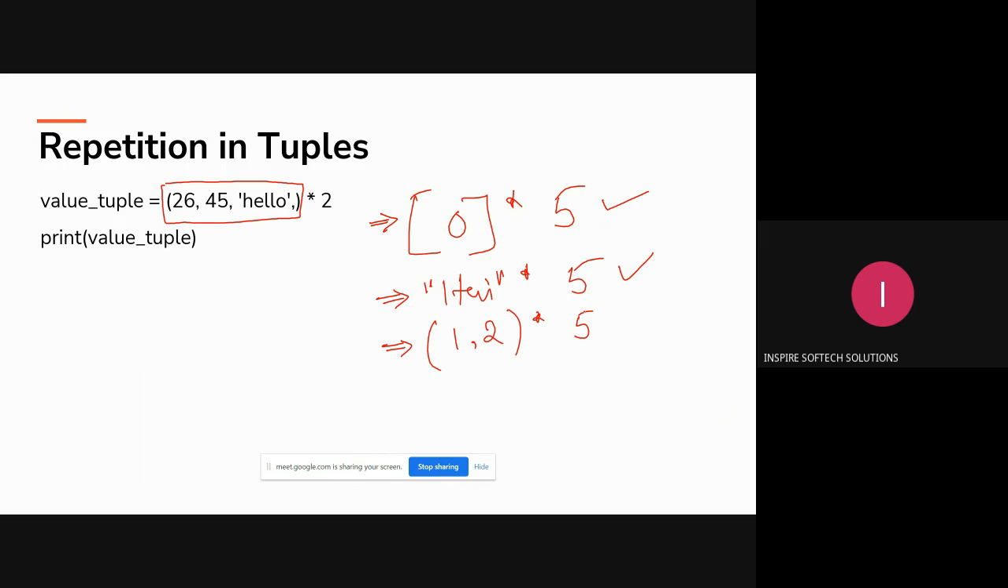Same thing. Now I have to print 26, 45, hello into 2 times. So 2 times your output will be there. So 26, 45, hello, and again 26, 45, hello will be the output. Perfect. Now very simple, because you understood string and list. Now we are able to understand very quickly what is happening in the tuple, because you learned string and list completely. So we are not rushing, we are able to complete quickly with proper understanding.